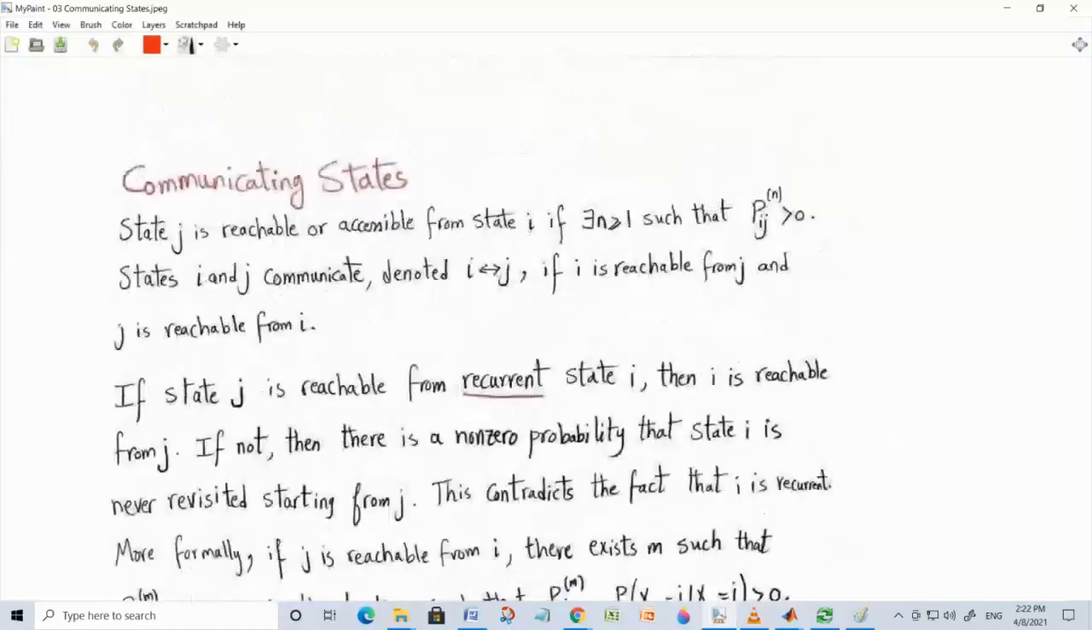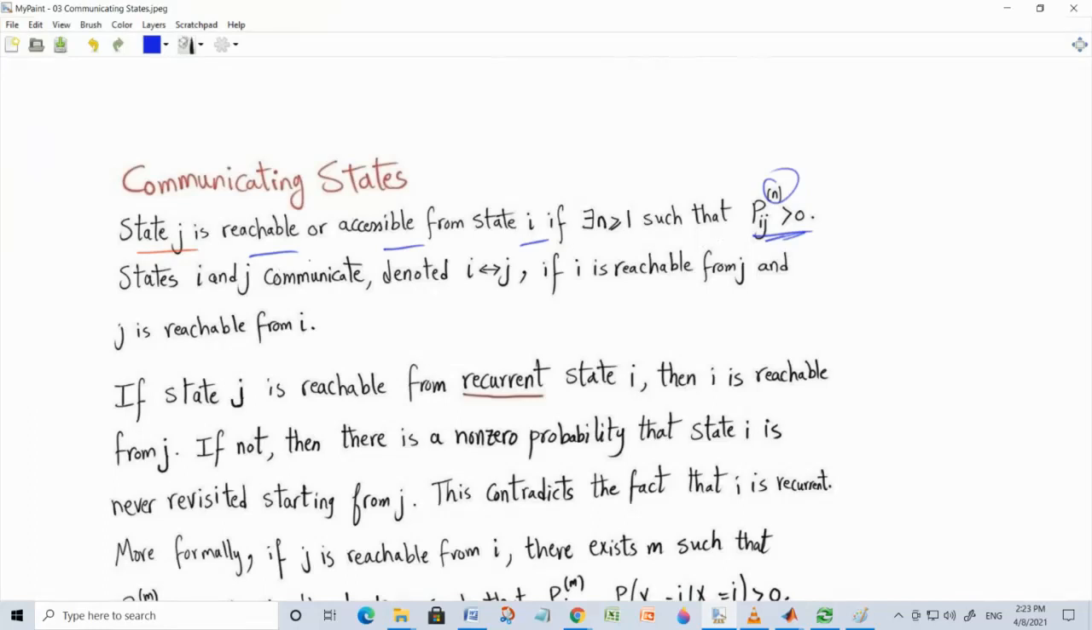Okay, so state j is reachable or accessible from state i if there exists an n greater than or equal to 1 such that p_ij of n is greater than 0. If p_ij of n for some n is greater than 0, then starting in i, there is some positive probability that you will be in state j. So if this is true, then j is accessible from i.